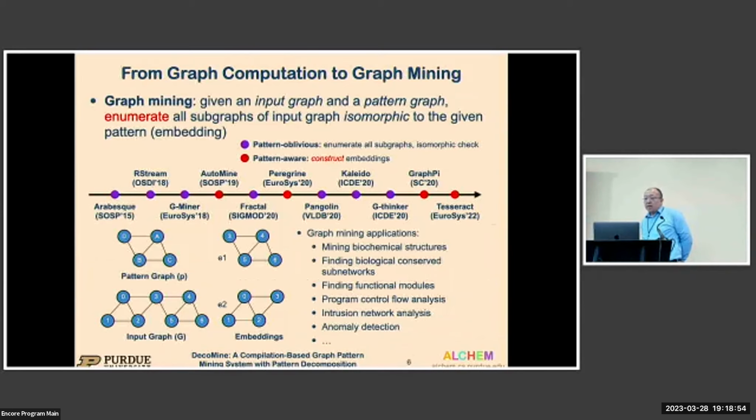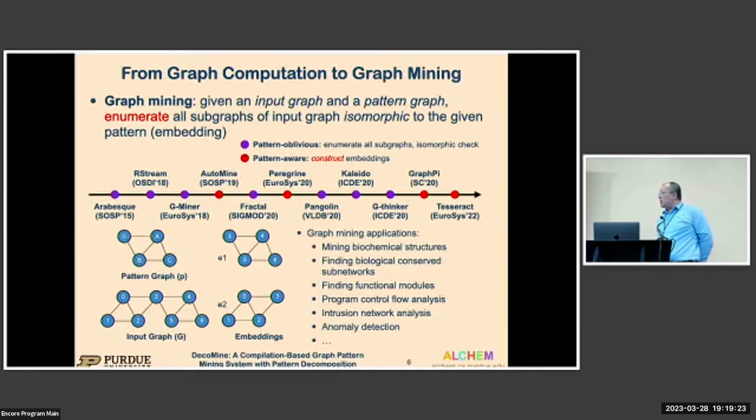For graph mining, we have 2 inputs. One is the input graph that we want to mine and find the patterns, and the second one is the specification of the patterns. The goal is to enumerate all the subgraphs of the input that are isomorphic to the given pattern. For example, in this case, we have the input graph here, and we have the pattern here. Here are 2 subgraphs that match the pattern, and they are called the embeddings.